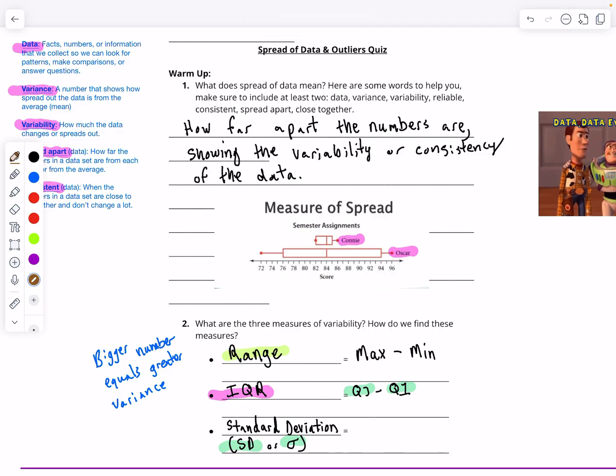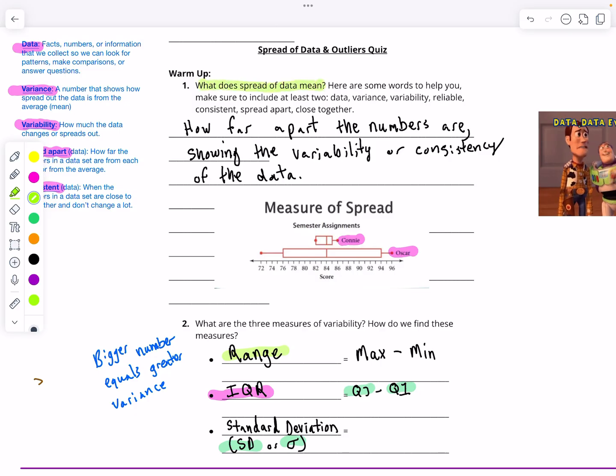Thursday. You guys have a quiz tomorrow on spread of data and outliers. I just pulled some of the questions from the quiz and made very similar questions. We're going to go through it together just to help you guys prepare. So the warm-up question says, what does the spread of data mean?